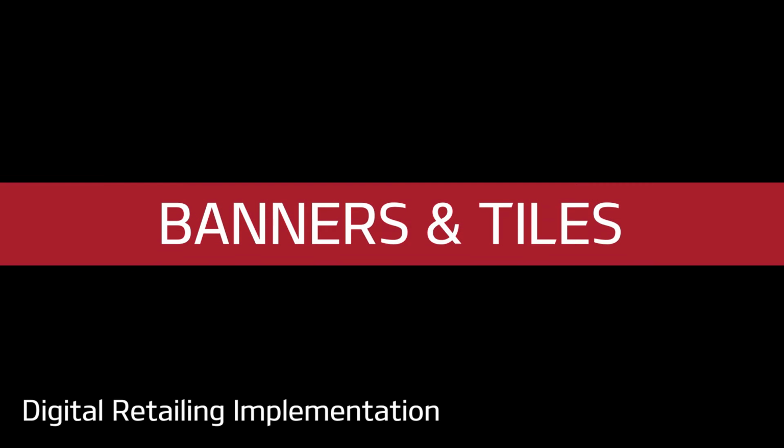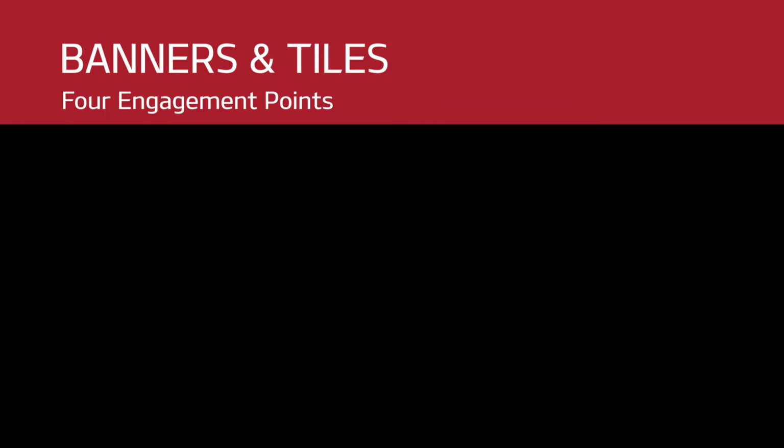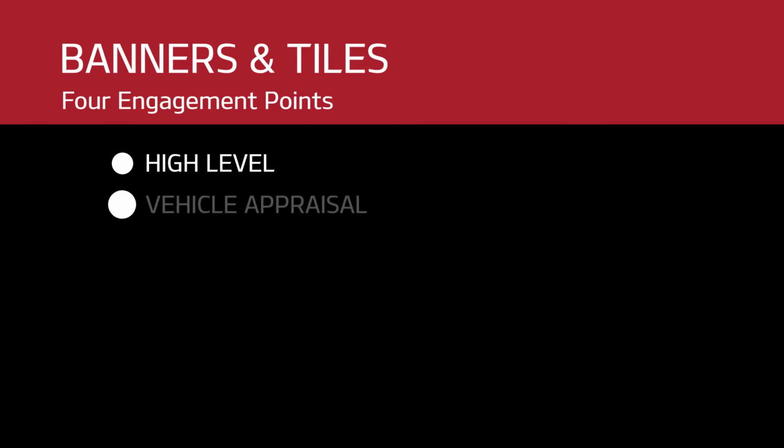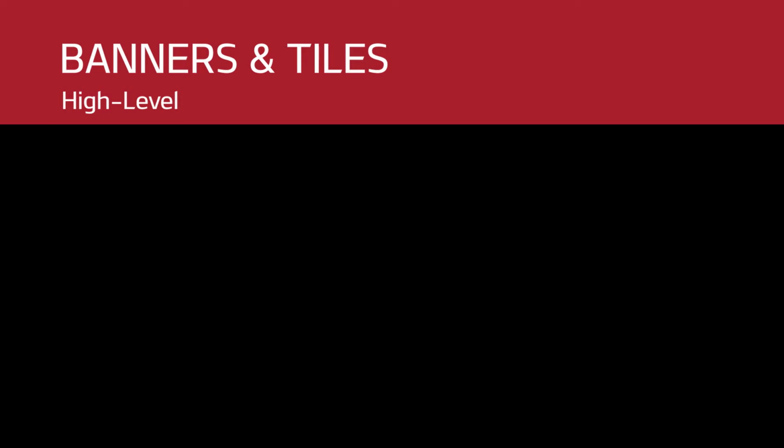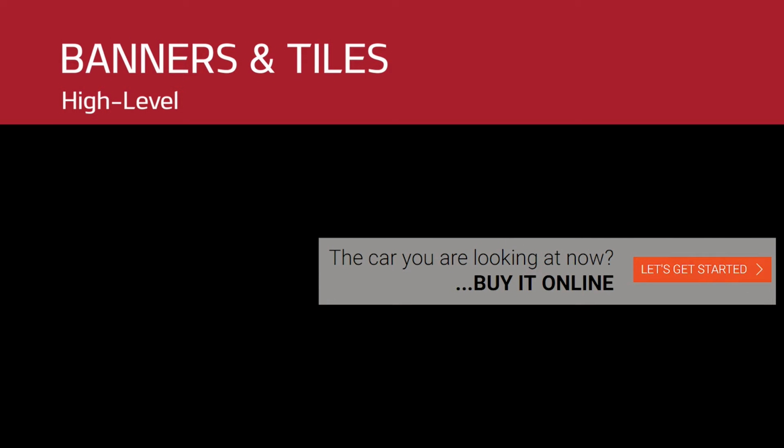Use the position of banners and tiles to inform customers that they can do a digital checkout or self-checkout when they find the vehicle they want. That will help draw customers to your digital retailing tool. There are 4 main banner and tile engagement opportunities: high level, vehicle appraisal, credit apps, and SRP and VDP. High level. A high-level engagement point informs the customer about the digital checkout option.